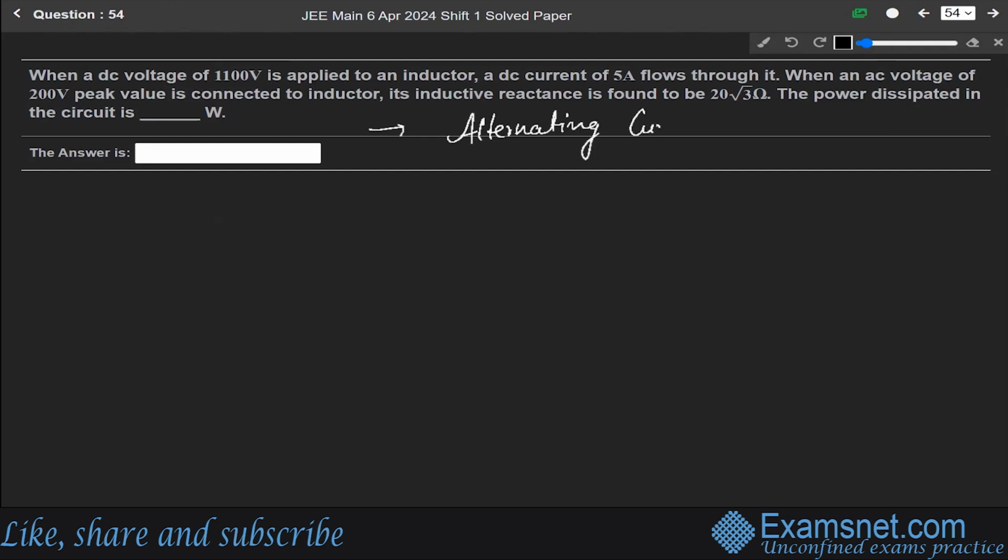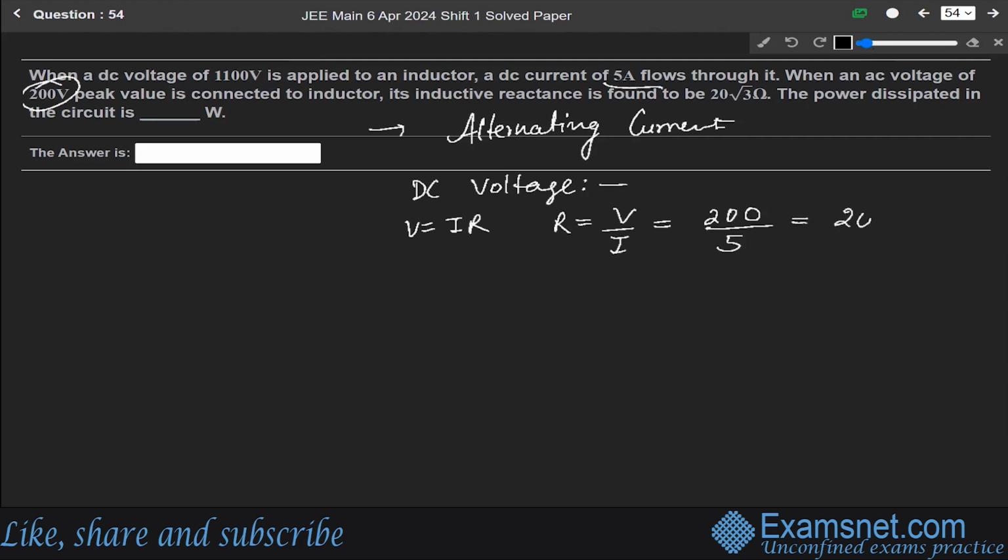So this question is from the chapter of alternating current. Now, in this question, we are given that a DC voltage is applied to an inductor, and a DC current of 5 ampere flows through it. So, for a DC voltage, since V equals IR, R will be equal to V over I. V is given as 200 volt, and current is given as 5 ampere. So 200 over 5, it will be 20 ohm.